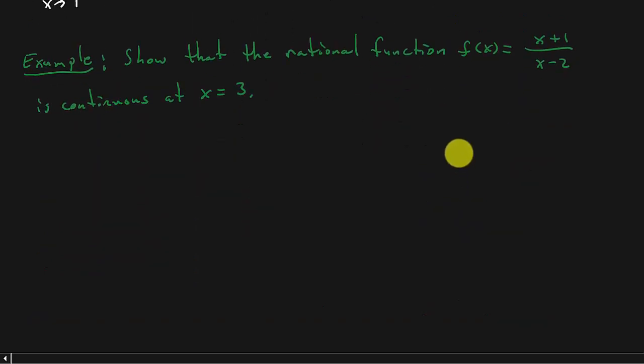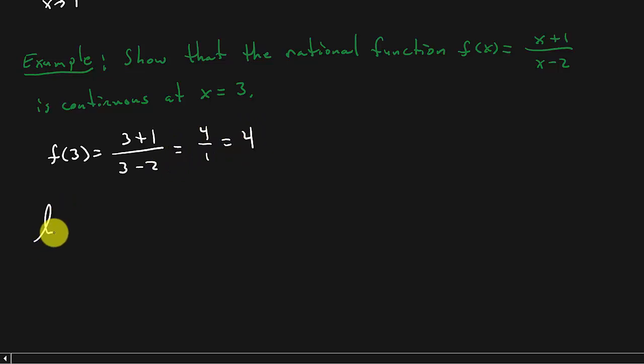And then here, show that the rational function f of x is equal to x plus 1 over x minus 2 is continuous at x equals 3. Same thing. Okay, so we have f of 3 is equal to 3 plus 1 over 3 minus 2, which is 4 over 1, which equals 4.